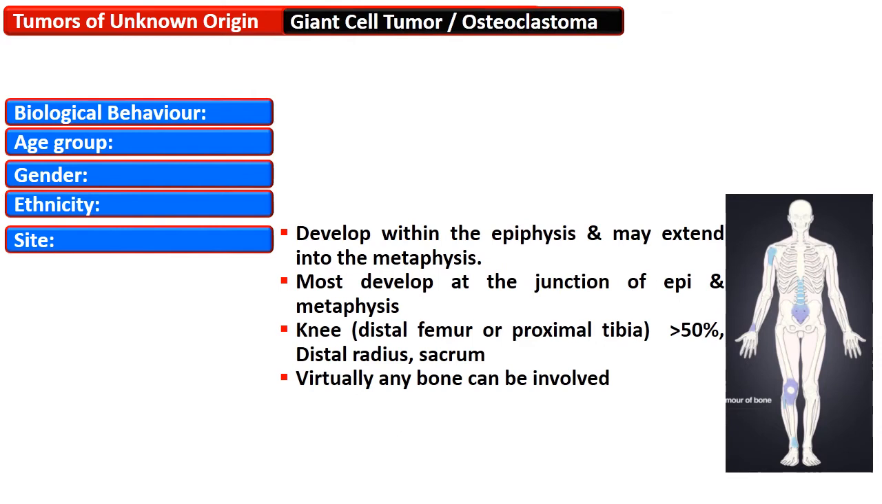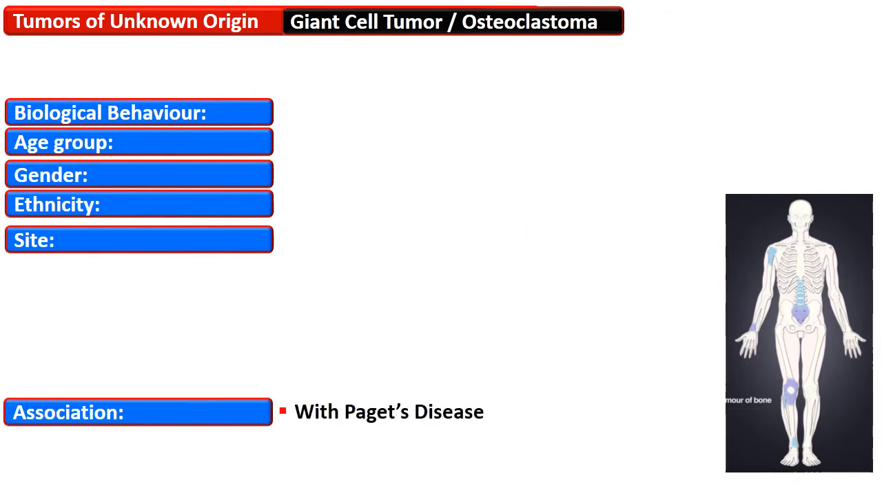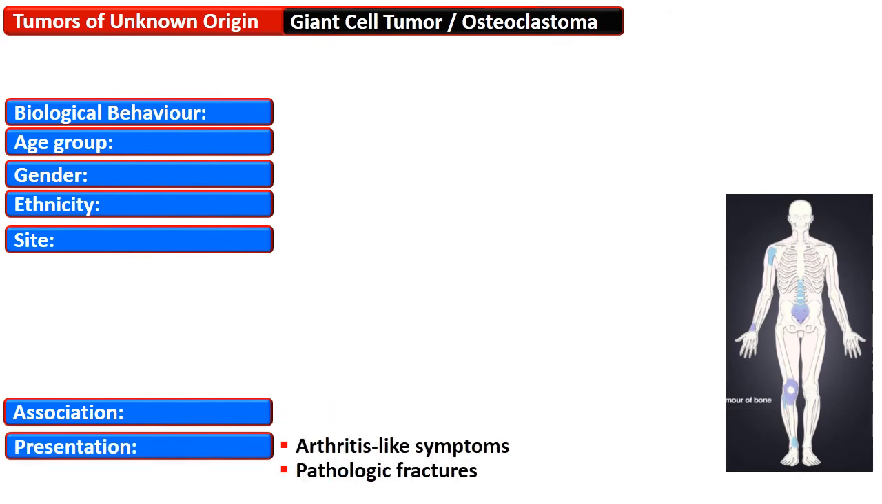The knee joint or around the knee joint, distal femur and proximal tibia, sacrum and distal radius are the common sites of this tumor. The knee joint alone accounts for more than 50% of the cases. Least common sites are the ankle joint, vertebrae and shoulder joint. But virtually any bone can be involved by this giant cell tumor. This giant cell tumor is frequently associated with Paget's disease and presents with arthritis-like symptoms or pathologic fracture.